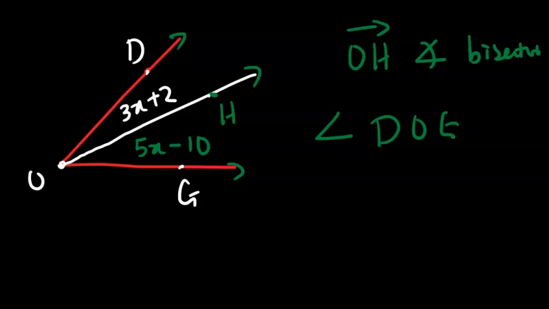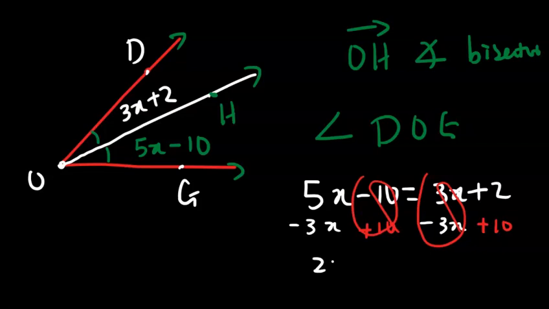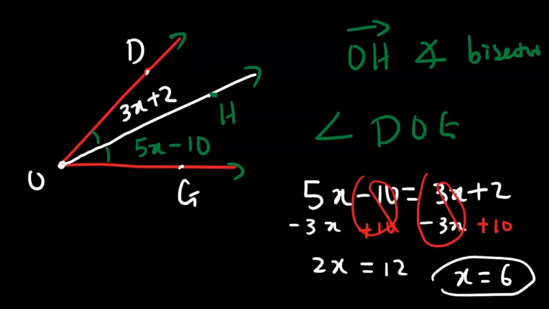All right, now remember earlier we talked about angle bisector, which means these two angles are going to have the same angle measure. Therefore we can set them equal. You two have the same measure. Now I'm going to solve it algebraically by subtracting 3x from each side and adding 10 to each side. So these two are gone, these two are gone. I have 2x is 12. x is 6. You just found what x is.